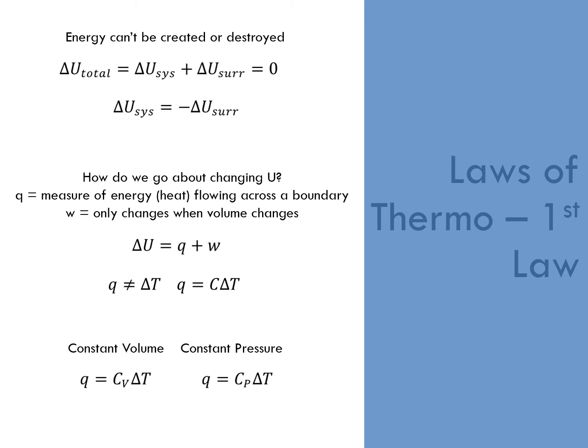Remember that Q is the measure of energy or heat flowing across a boundary, and W only changes when the volume changes. That's really important to remember. So delta U is equal to Q plus W. And remember that Q is not equal to the change in temperature. Q is equal to the heat capacity times the change in temperature. So at constant volume, Q is equal to CV delta T, and at constant pressure, Q is equal to CP delta T.